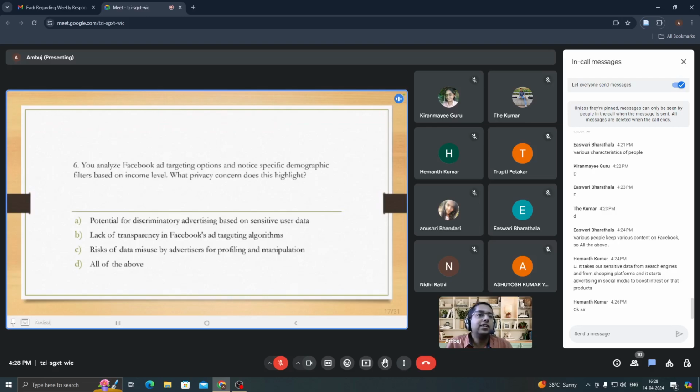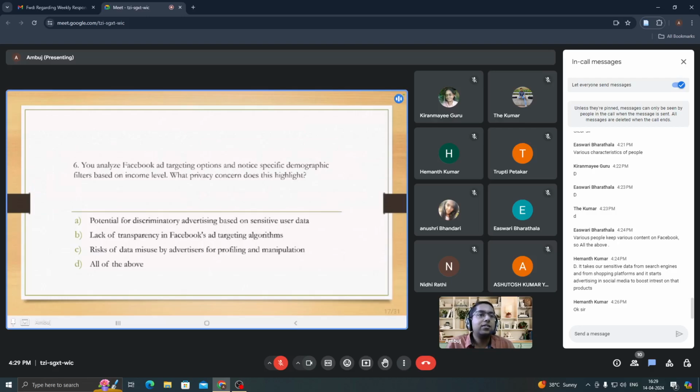Ishwari, you haven't rewritten. I think you are very busy with your practical examinations. No problem. Various people keep various content on Facebook, so all of the above. Great, remarkable statement. I think this is the last class. I'll remember that I have taught a particular batch, and in that batch a person answered, various people keep various content on Facebook. I'll remember it. Great.